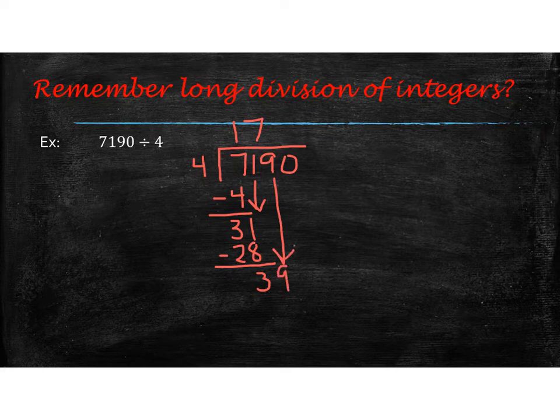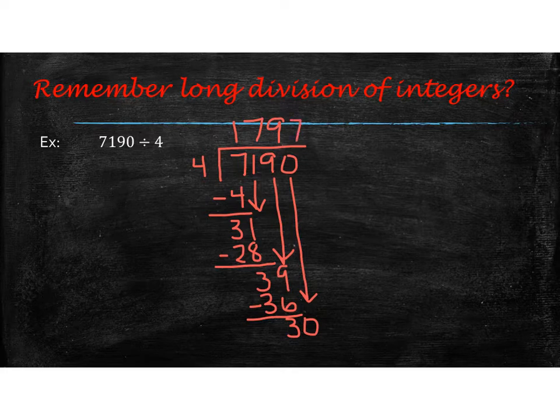Then you brought down the next digit, which was a 9. 4 goes into 39 9 times. 9 times 4 is 36, and then you subtracted, and you got 3, and then you brought down the last digit, 0. 4 goes into 30 7 times. 7 times 4 is 28. You subtracted it, you got 2, and that was your remainder.